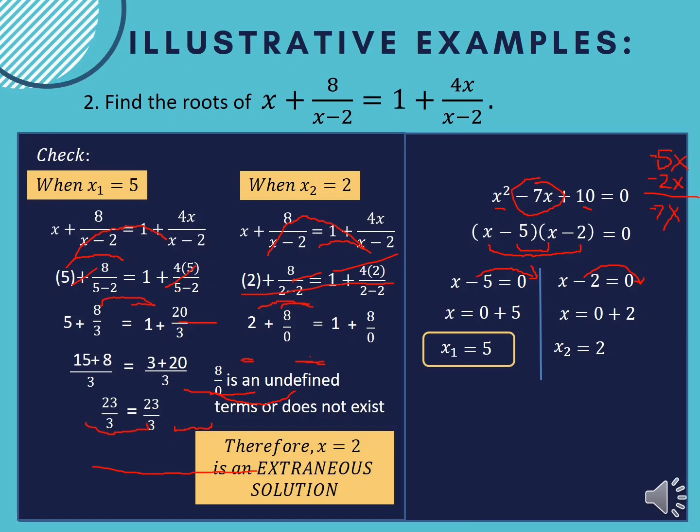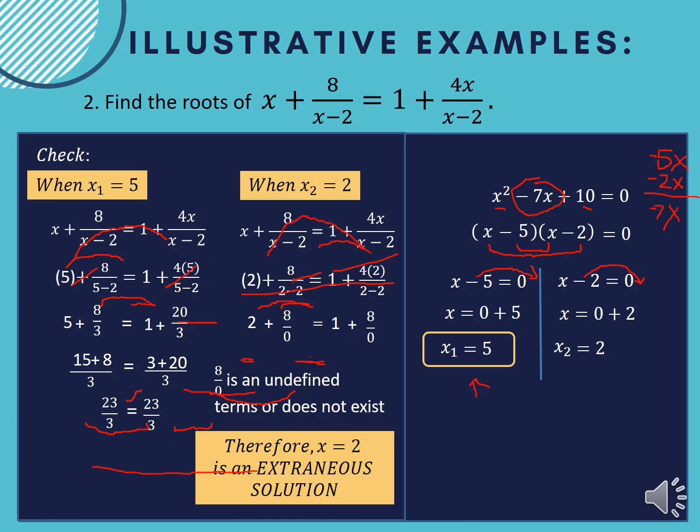Now, we have fractions. 3 times 5 is 15 plus 3 divided by 3 is 1 times 8. We have 8. LCD na ito ay 3. So, 3 times 1, we have 3 plus 3 divided by 3, 1 times 20, we have 20. So, we have 15 plus 8 is 23 over 3, and 3 plus 20 is equal to 23 over 3. Since pareho siya, meaning, ang x sub 1 natin is true. Okay? This is a true solution.